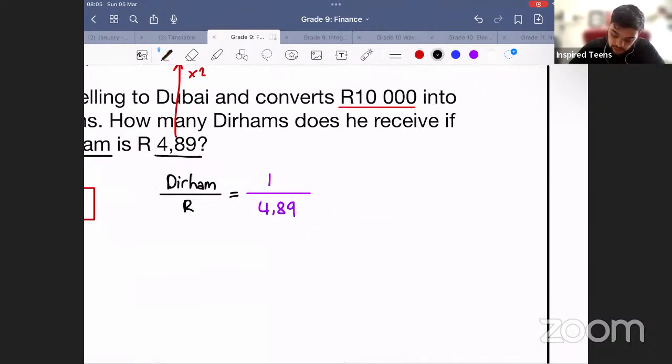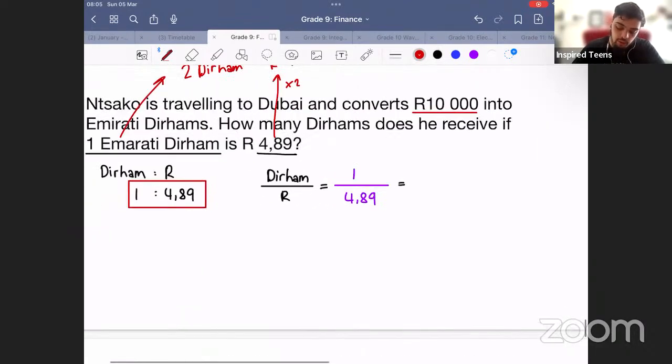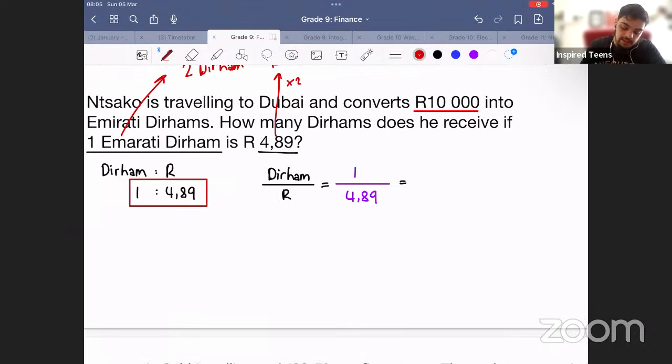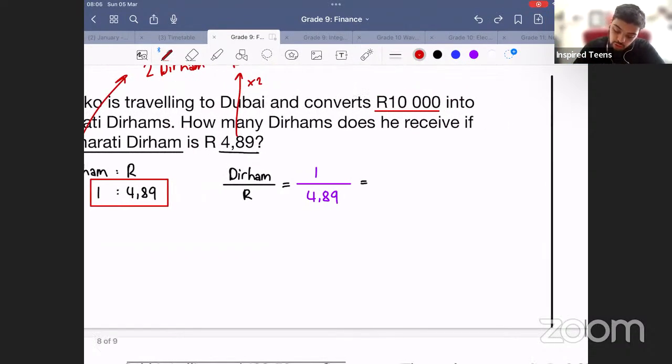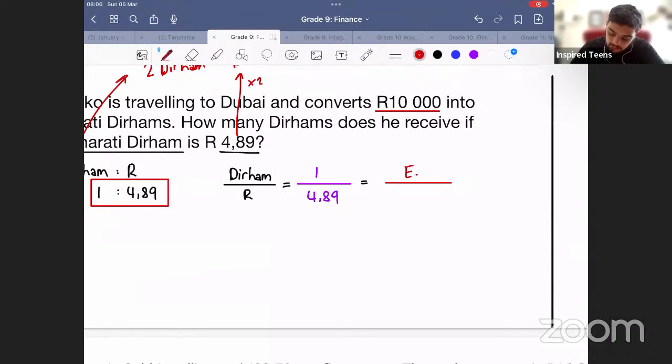Since the ratio is constant, what you can then do is equate it to whatever you want to convert it to. For example, it says Ntako is traveling to Dubai and converts 10,000 rand to Emirati dirhams. How many dirhams does he receive if 1 Emirati dirham is 4.89? So on top is where I put the dirhams. In this case, my unknown is the Emirati dirham.